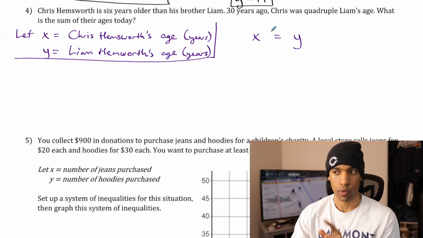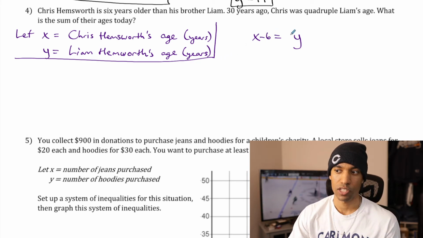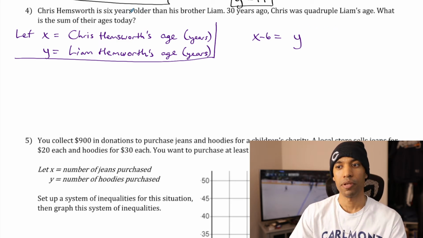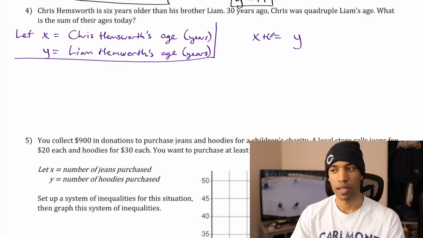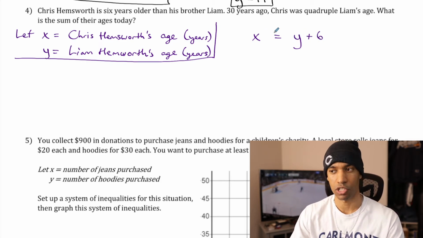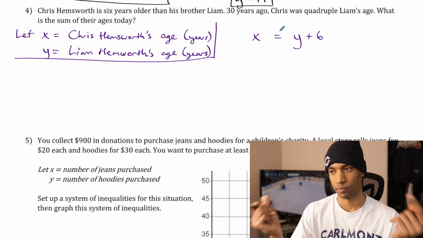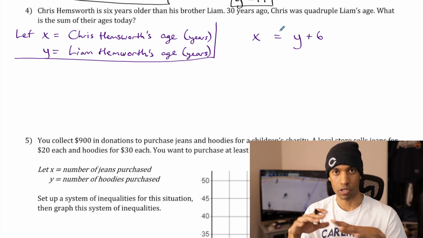Either way, you can write this one of two ways. You can write x minus 6 equals y, totally fine. But since we're saying older, I like to think of the whole add-to, not that it's x plus 6, but that it's y plus 6. Whatever Liam's age is, add 6 to it, you'll get Chris's age. There's an equation. A comparison between the two.